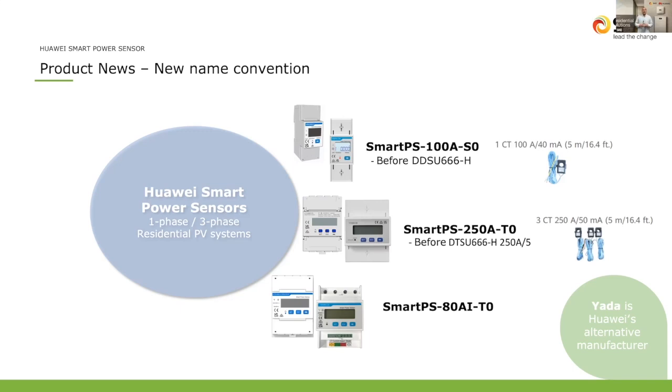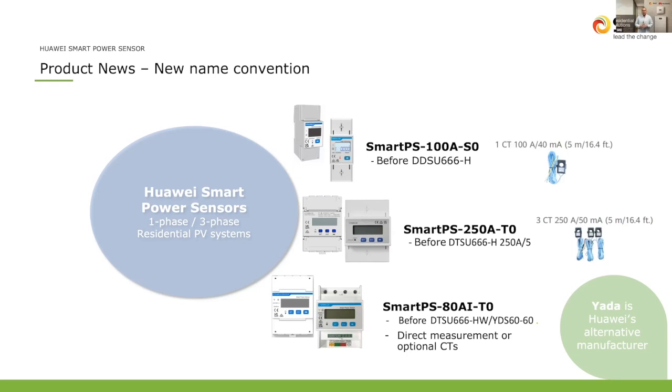So recapturing what we already mentioned about the naming convention, now we can include the three CTs with a current measurement of 250 amperes. So here in this type of three-phase smart power sensor, the CTs are already included in your order. A special case for the smart power sensor is the Smart PS 80 amperes integrated T0.